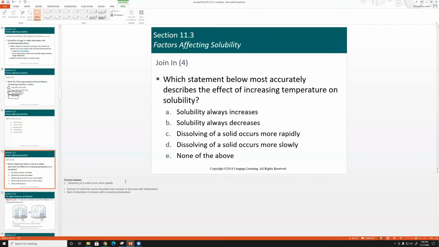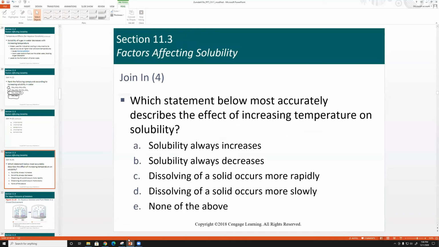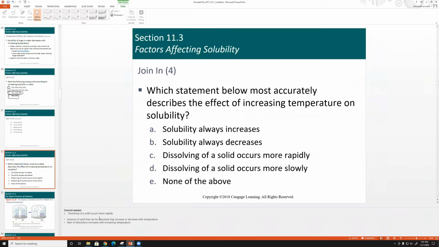Okay. Which of the following statements below most accurately describes the effect of increasing temperature on solubility? So solubility always increases, well, it depends. Solubility always decreases. We can't say that either. Dissolving a solid occurs more rapidly. We could say that. Dissolving a solid occurs slowly. We can't say that. So the answer is C.